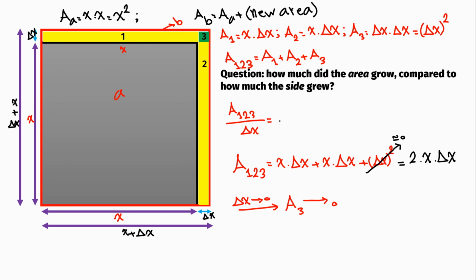Now let's go back to the question. We have A sub 1,2,3 equals 2 times x times delta x, so 2 times x times delta x over delta x. Cancel out delta x from top and bottom, and we're left with 2 times x. That's it. That's the derivative of x squared.